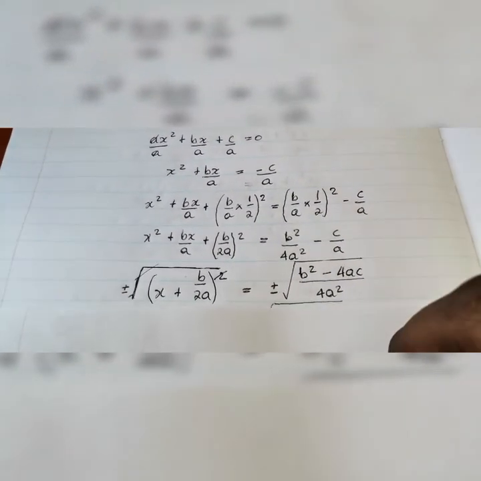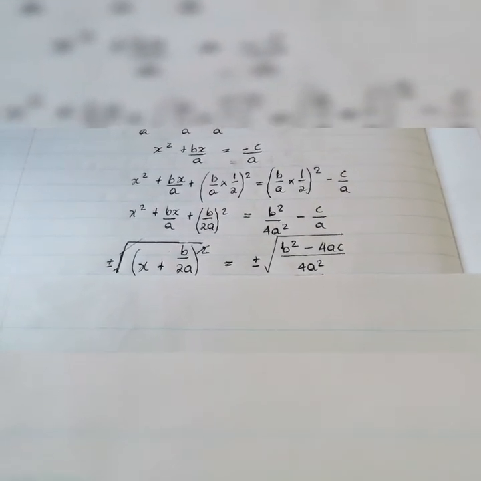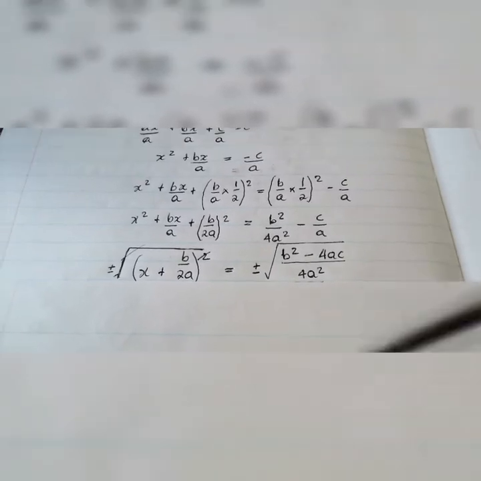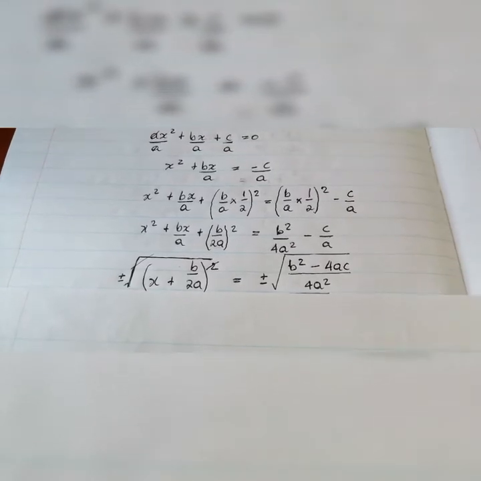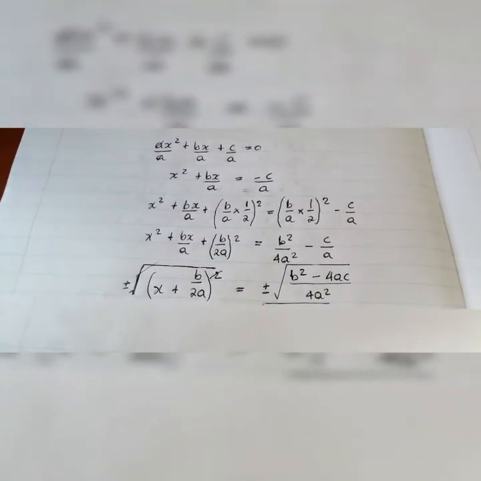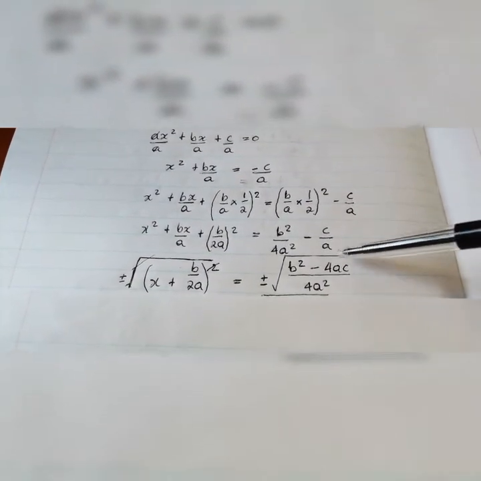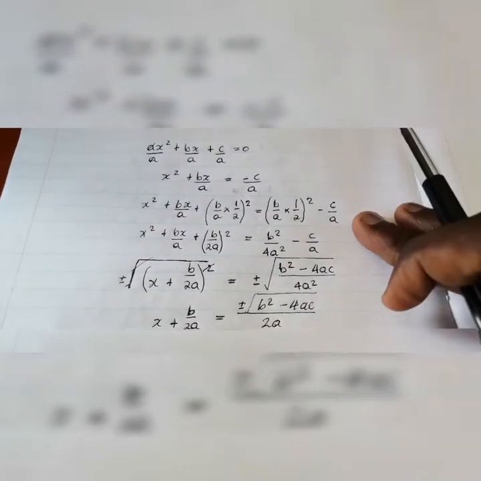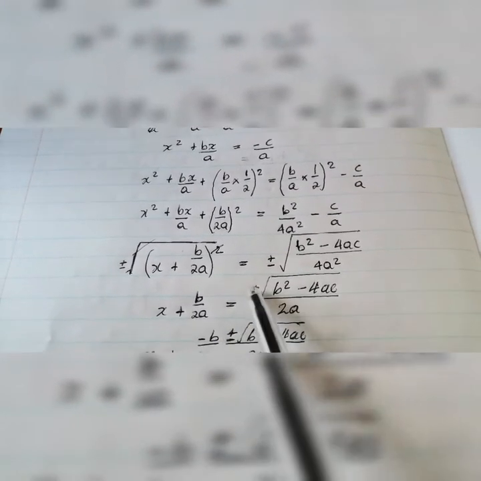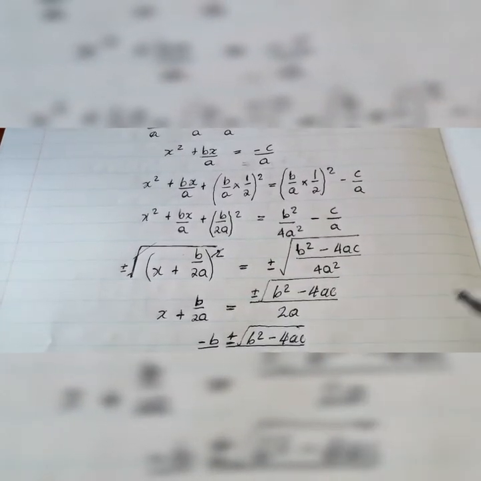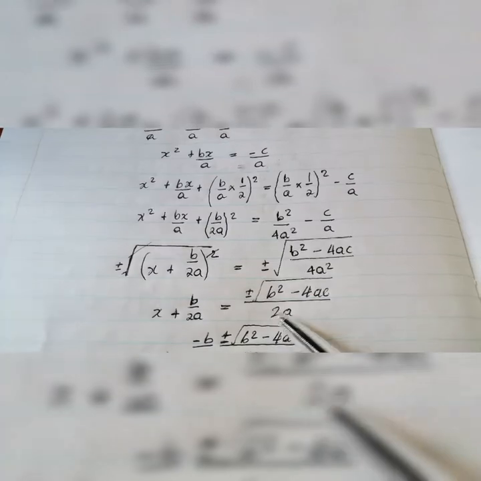Following to the other step, we must apply the square root sign, which in here is already applied. And guys, you must be aware that the square root sign is either positive or negative. That is why I've written plus or minus. So the square root is going to cancel the square, and we remain with x plus b over 2a is equal to plus or minus square root of b squared minus 4ac over 2a. The square root of 4 is 2, then the square root of a squared is a.